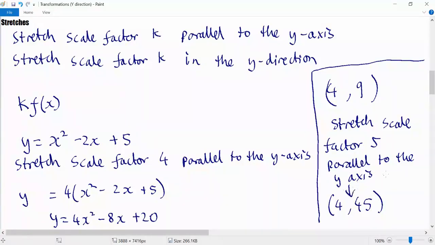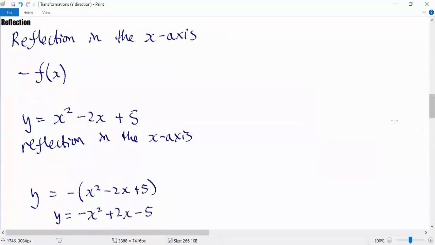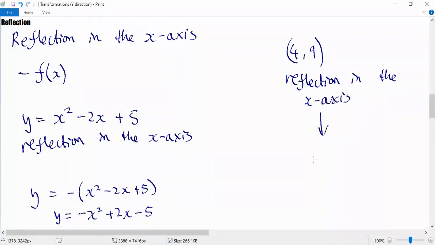So therefore, if we look at how coordinates are affected when we do a reflection, it's a very similar idea, but we're multiplying by -1 instead. So if we have the coordinates (4, 9) again, and we do a reflection in the x-axis, then after we've applied that action, we're going to multiply the y-coordinate by -1. And there we go. That would be how the coordinate gets transformed.